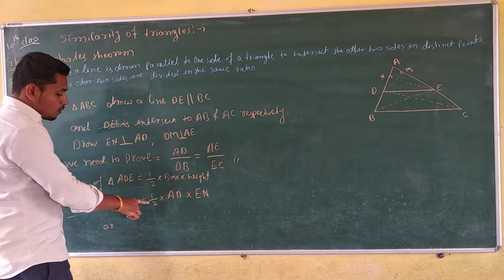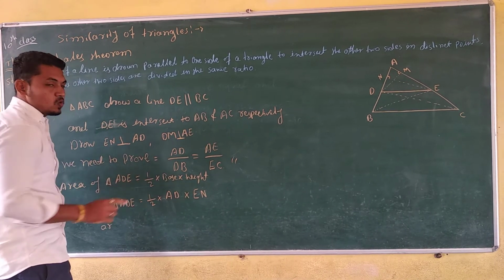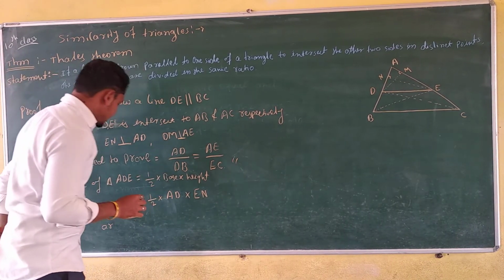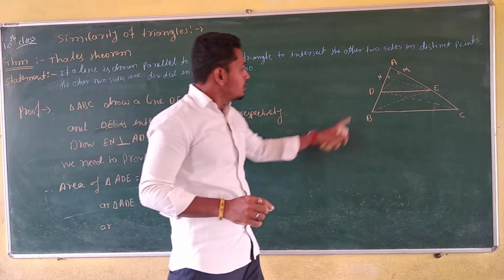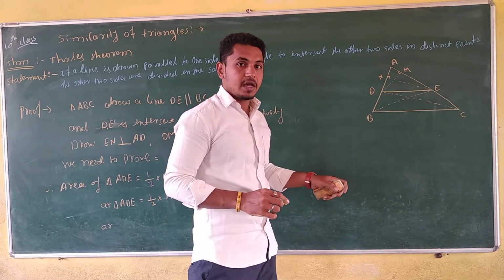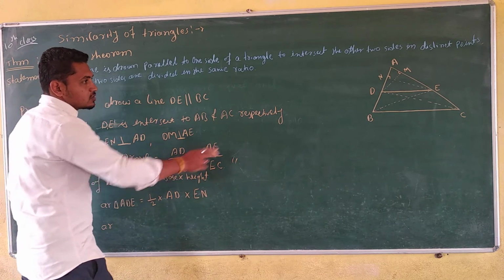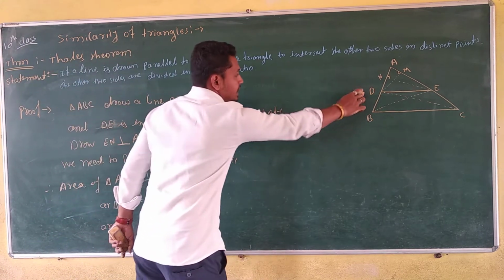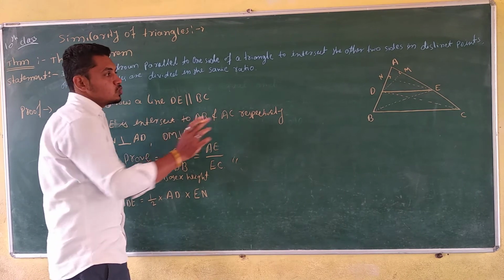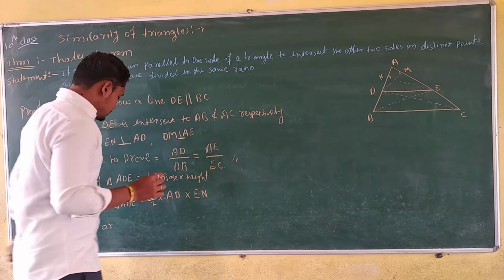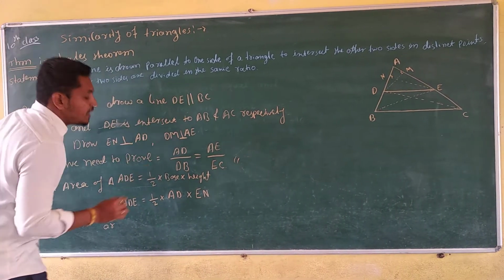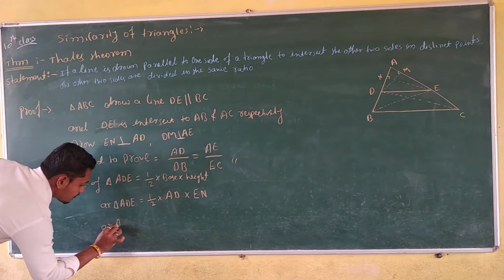Okay, I'm sorry. 1 divided by 2 into AD into EN. Now we have to take another triangle, DBE. Why? Because now we have to prove AD divided by DB. So DB, our base, is DB here. That's why we choose that triangle. So here, triangle DBE.